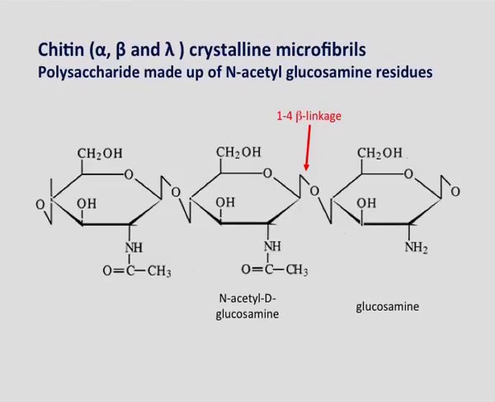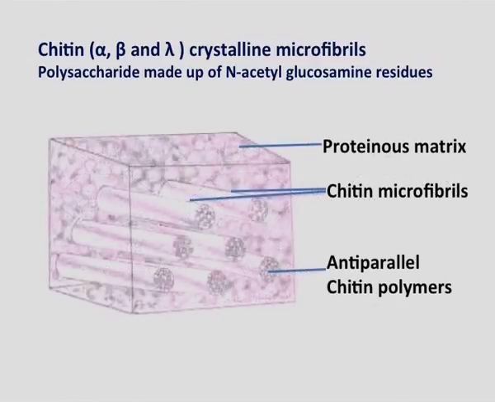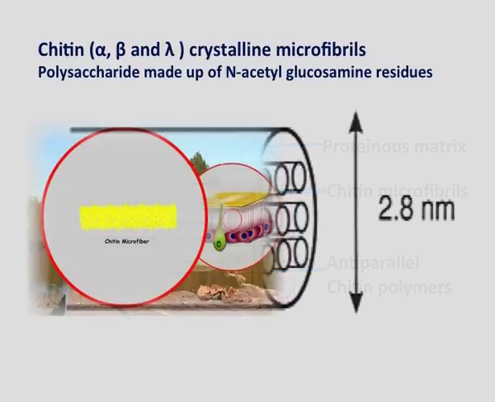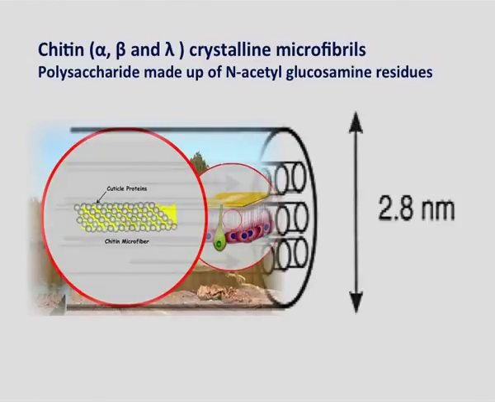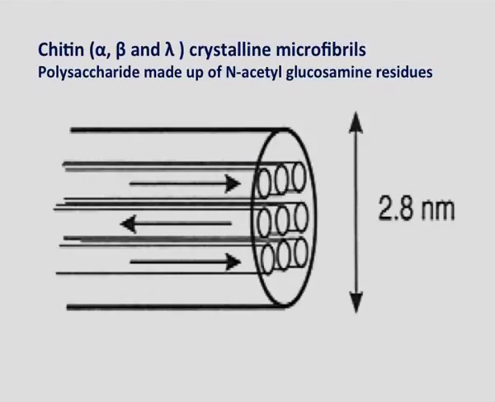The first important one is chitin. It is a polysaccharide made up of N-acetyl glucosamine residues, in the form of crystalline microfibrils, generally alpha, beta and gamma chitin. Mostly the insect cuticle has alpha chitin, which has an anti-parallel orientation of sugar chains. The chitin microfibrils are 3 nanometers in diameter and 0.3 nanometers in length. About 20 chitin chains form one microfibril.